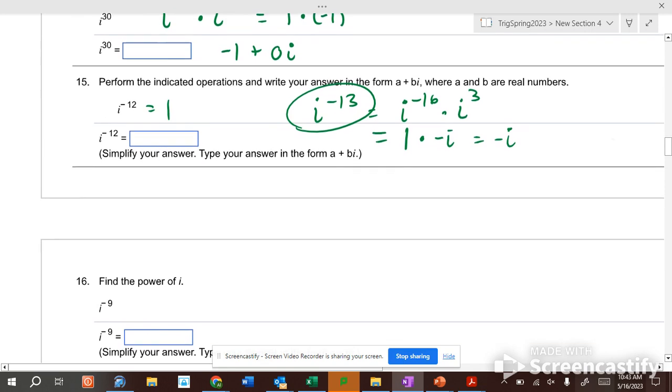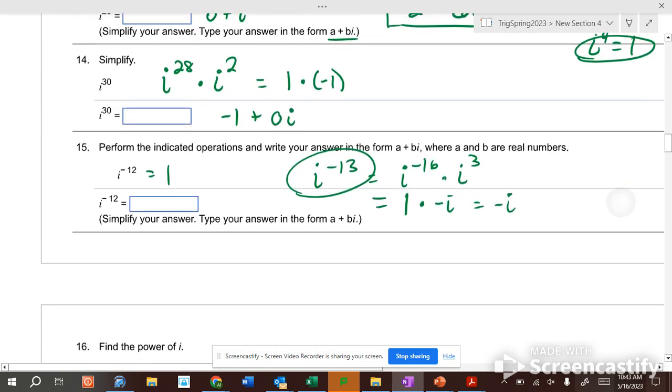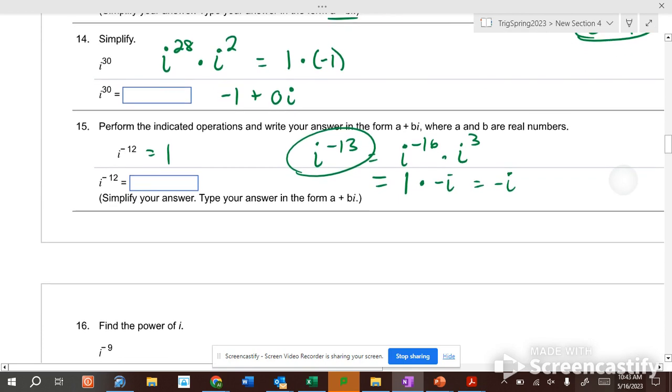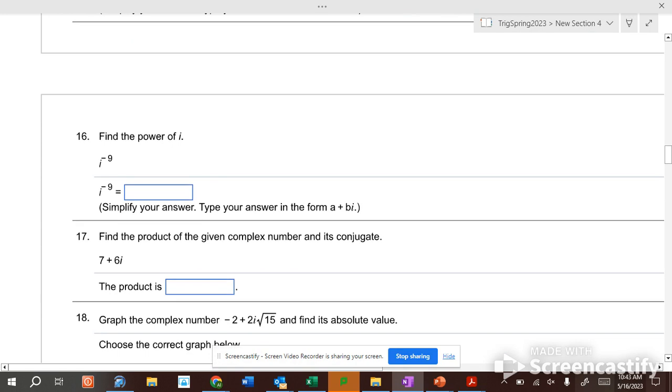So what is I to the 9th then? I to the 9th would be I, because it's I to the 8th times I to the 1st, which is I. How about I to the negative 9th? We have to go lower than that. So it's I to the negative 12th times I to the 3rd. Negative 12 plus 3 is negative 9. So I to the negative 12th is 1. I to the 3rd is negative I. So this equals negative I.